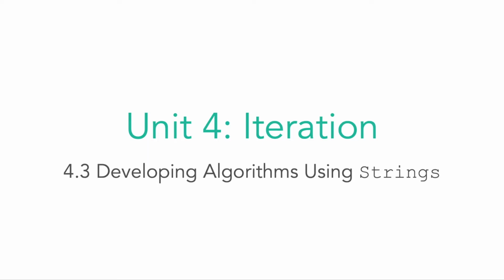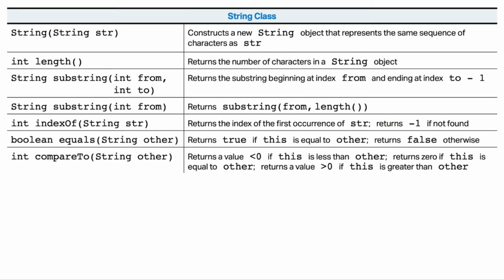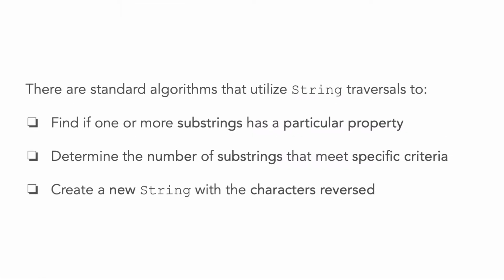Unit 4 Iteration. Topic 4.3 Developing Algorithms Using Strings. The information in your Java Quick Reference Guide under String Class will be useful in this topic. There are standard algorithms that utilize string traversals to find if one or more substrings has a particular property.